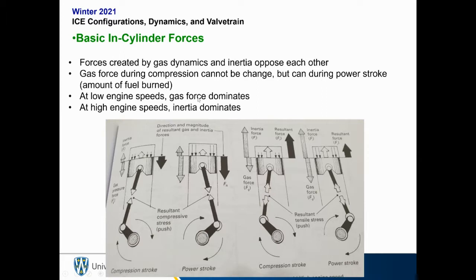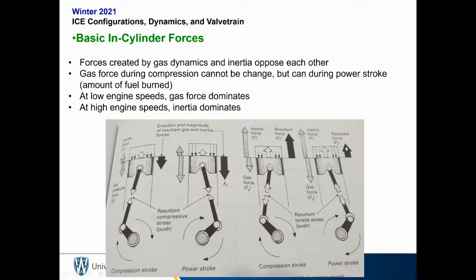At general low engine speeds, the gas forces dominate. That's because, remember, inertial forces are proportional to engine speed. So at low speed, gas forces dominate. You see in this diagram that during the compression and the power stroke, the gas forces dominate. At higher engine speeds, inertial forces dominate. If we look here during the compression stroke of a high-speed engine, we see the inertial force is going to dominate and create the resultant force going upwards, and the same thing with the power stroke.